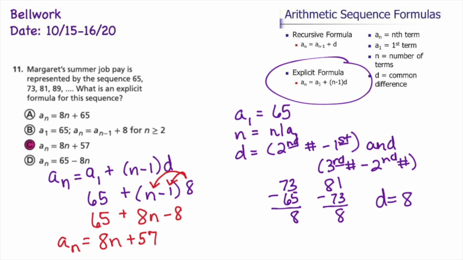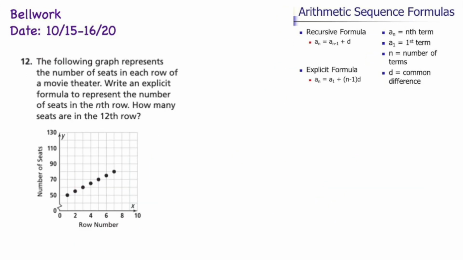Okay, so going on to number 12. The following graph represents the number of seats in each row of the movie theater. Write an explicit formula to represent the number of seats in the nth row. How many seats are in the 12th row? All right, so we have to write an explicit formula. So you're going to look at the explicit one. That's the second one down.